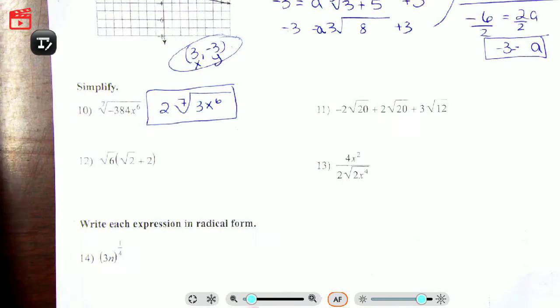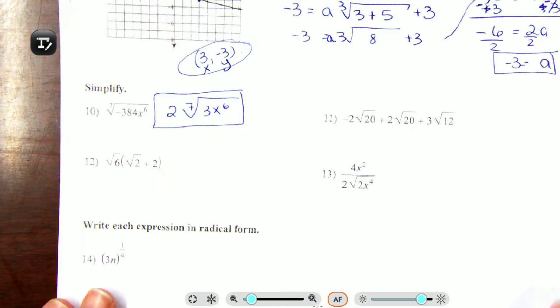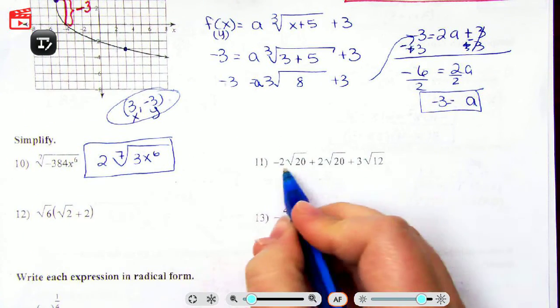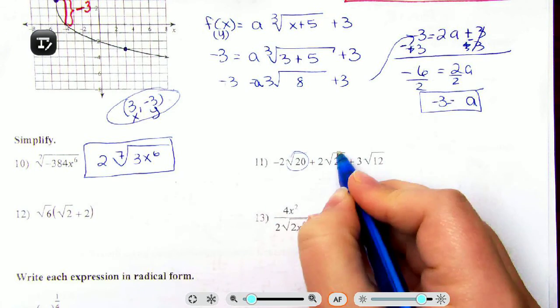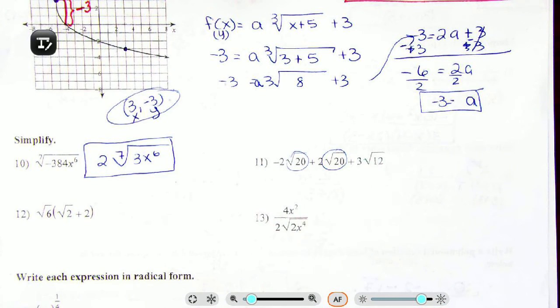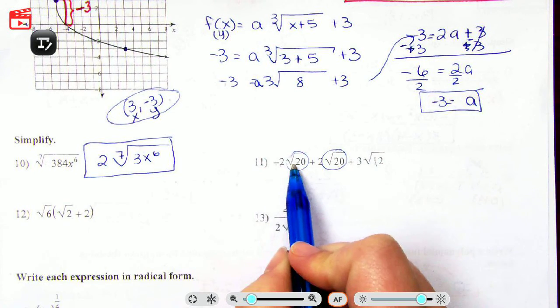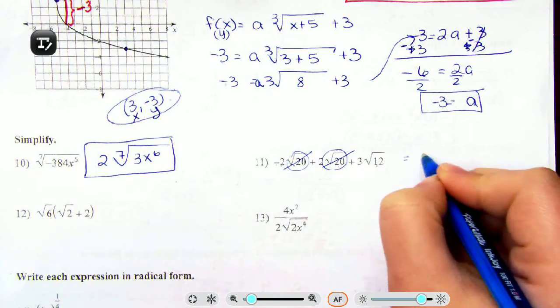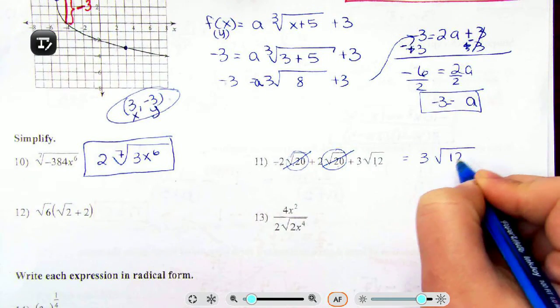All right, let's move on to number 11. Number 11 here, you can only add these things if our bubbles are the same. So notice how this bubble and this bubble are different. So we're treating them as bubbles. Bubbles are the same, therefore we can add the quantity of bubbles. So -2 bubble plus 2 bubble, those bubbles cancel out. So we're left over with 3 root 12.